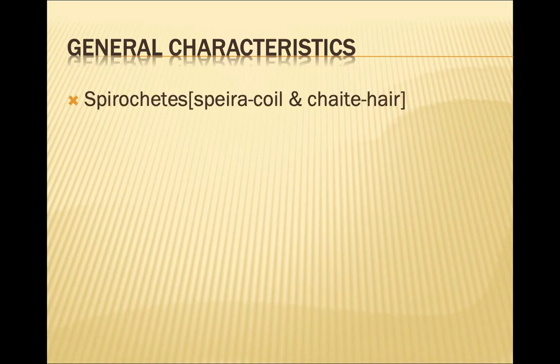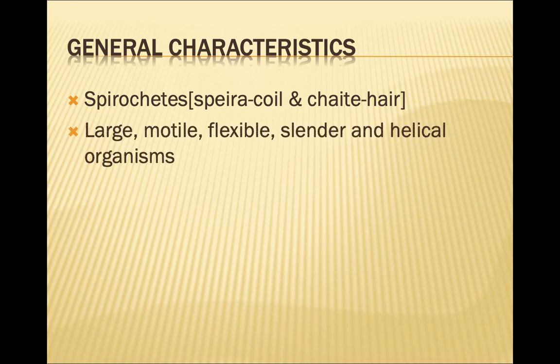So what are all the general characteristics of spirochetes? What does spirochete mean? Spira means coil, chete means hair. These spirochetes are large, motile, flexible, slender and helical organisms. These are motile with the presence of an endoflagella.